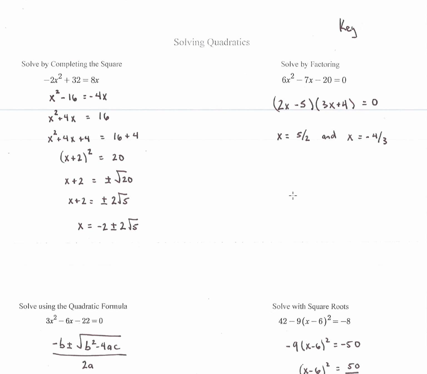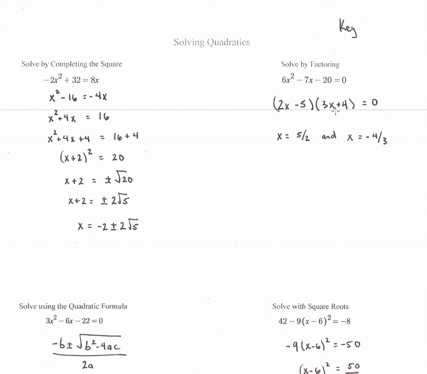Okay. Solve by factoring. This one's a hard one because that coefficient is 6. Now, when you see that coefficient is 6, it really can be a 6 and a 1 or a 2 and a 3. It doesn't matter. Just guess 2 and 3 and then kind of go through the options.